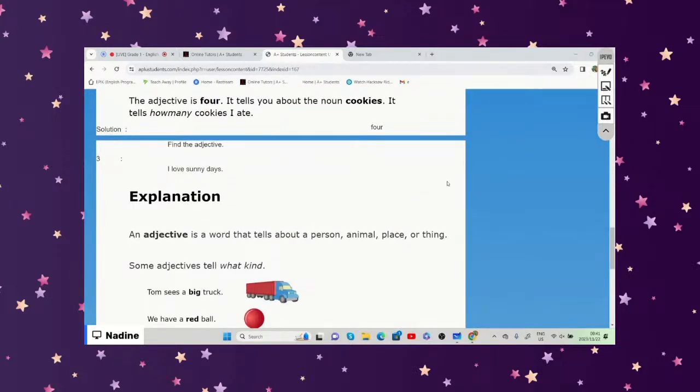I love sunny days. How will we describe the days? What is the adjective? So I love sunny days, and we can say sunny. Sunny days.